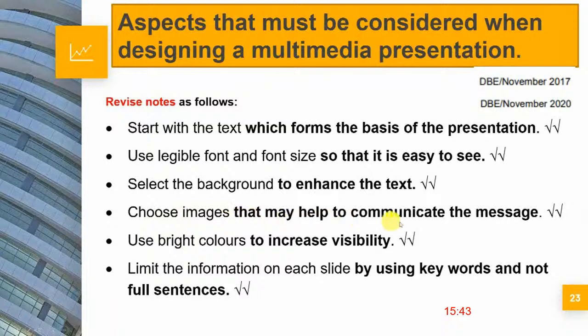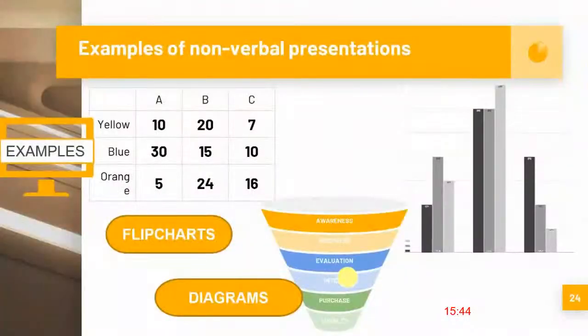Choose images that may help to communicate the message. And use bright colors to increase visibility, so there you can see our heading is nice and bright. I absolutely love the colors. Limit the information on each slide by using keywords and not full sentences. Here I must apologize, but because we are teaching you how to answer the question and exam skills, that is why we opt for the full sentences. But so let's look at the examples of non-verbal presentation.